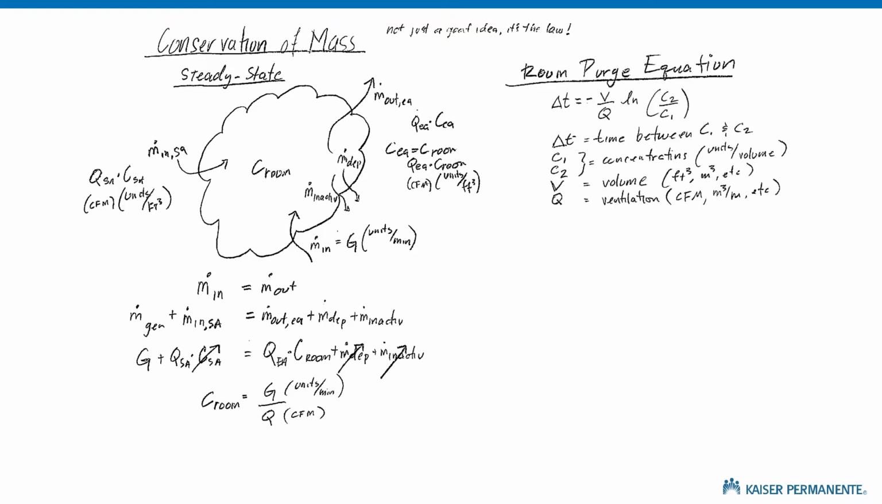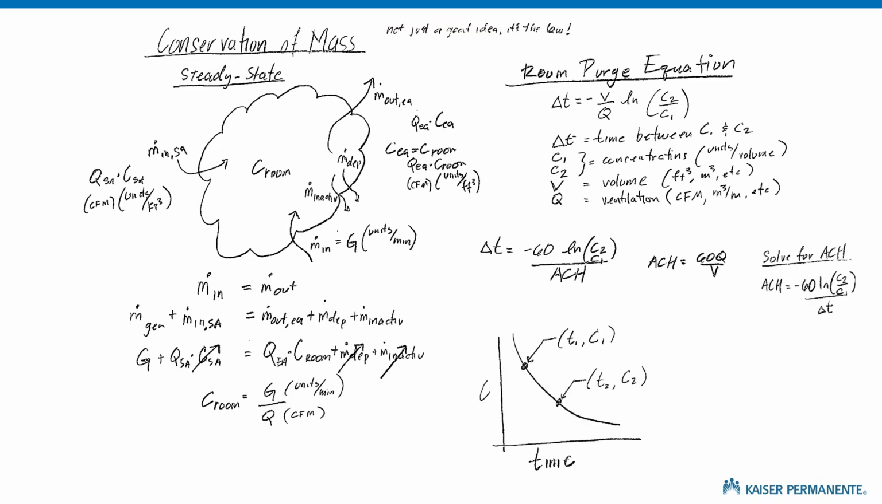For episodic contamination, we use the room purge equation. This also assumes that deposition and inactivation are 0. And for everyone, including myself, who hate the units of air changes per hour, they really make this equation super easy, and it makes it really easy to solve for air changes per hour in the field. You just take 2 measurements of concentration a couple minutes apart, and then voila, you plug it in and you solve for the air change rate.